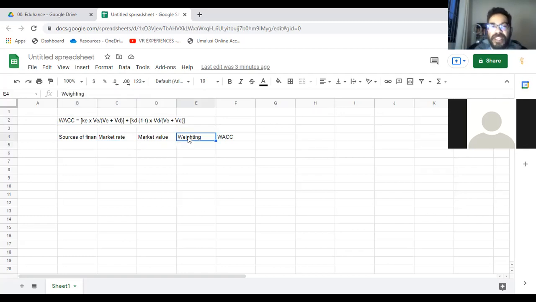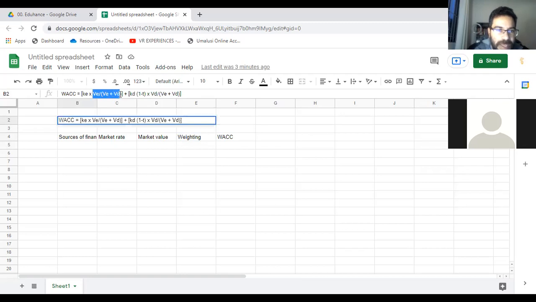Now we need the weighting. As you can see over here, the weighting is basically this over here. That's the weighting. So what is it saying? Value of equity plus value of debt. That is telling you it's the market value of all equity plus the market value of all debt. That is basically the market value of long-term finance. That is your capital structure. So what you can see in blue highlighted, that is the company's capital structure.